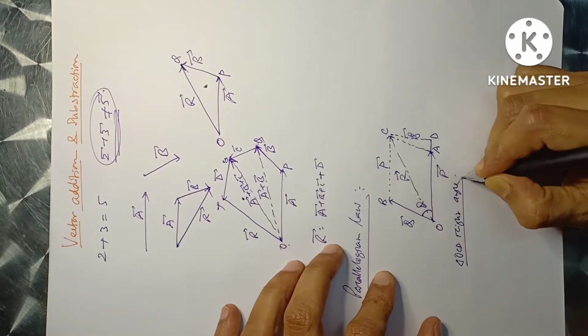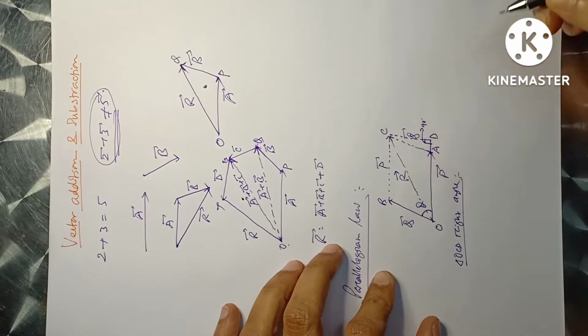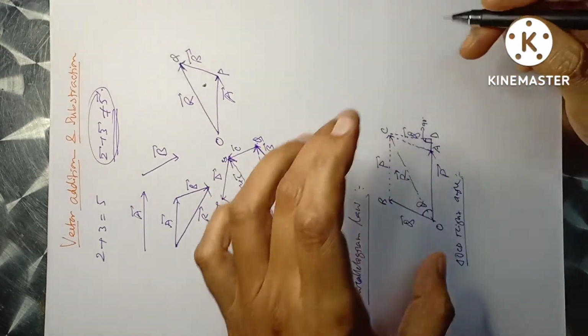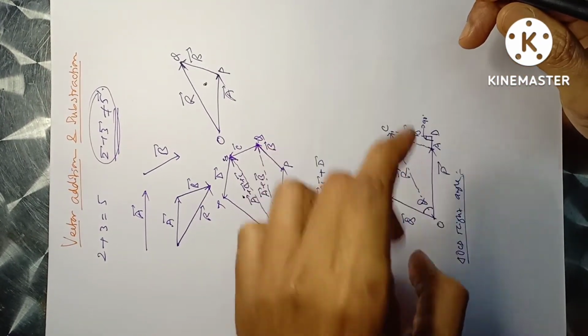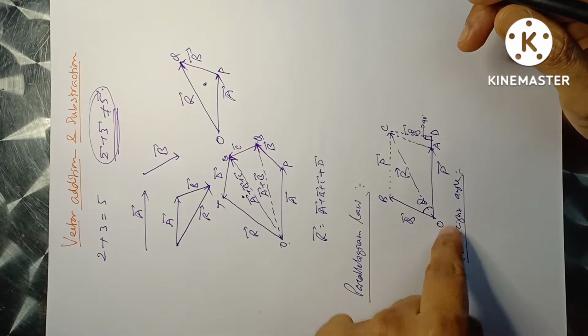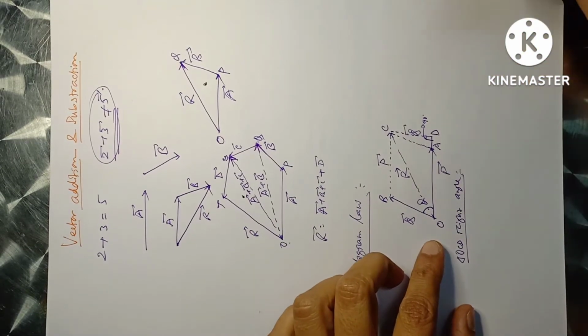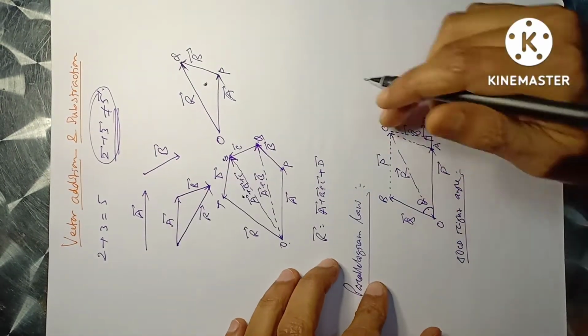A right angle triangle where this is the 90 degree. This point is 90 degree, a right angle triangle. So if we are to calculate the value of R, this is the diagonal of this triangle ODC, a right angle triangle diagonal. So how can we calculate the diagonal of the triangle OC?